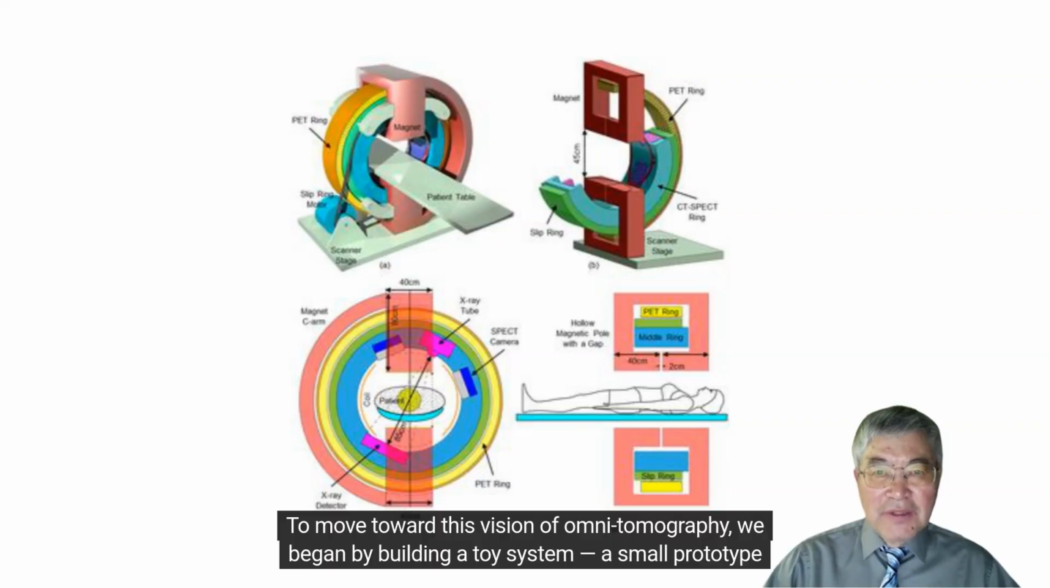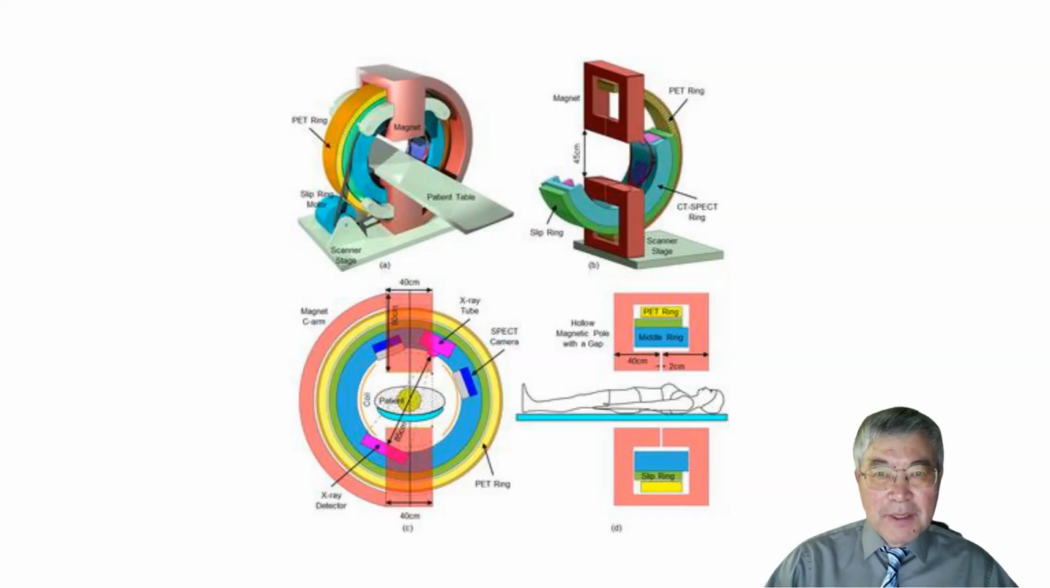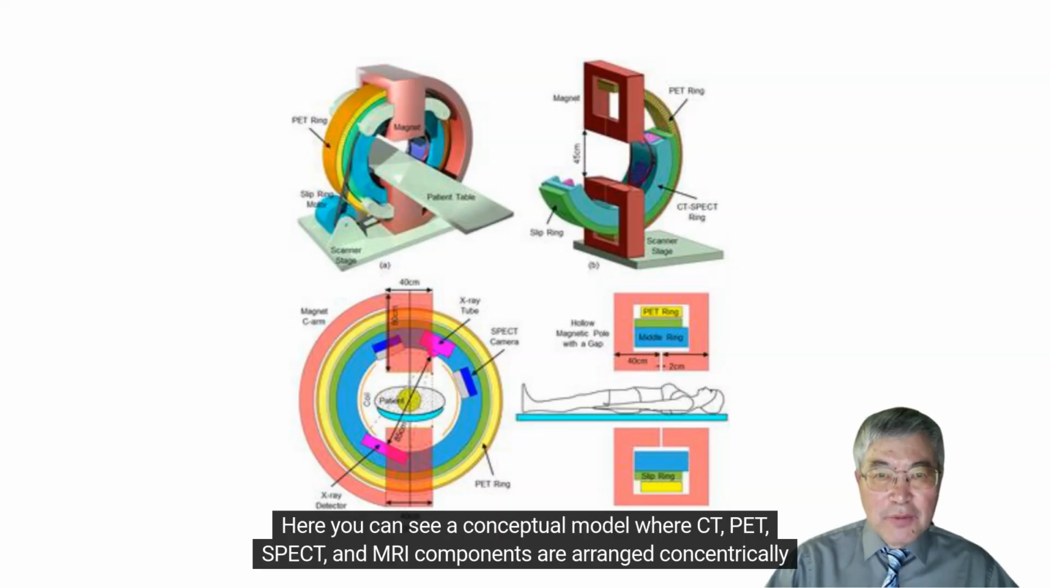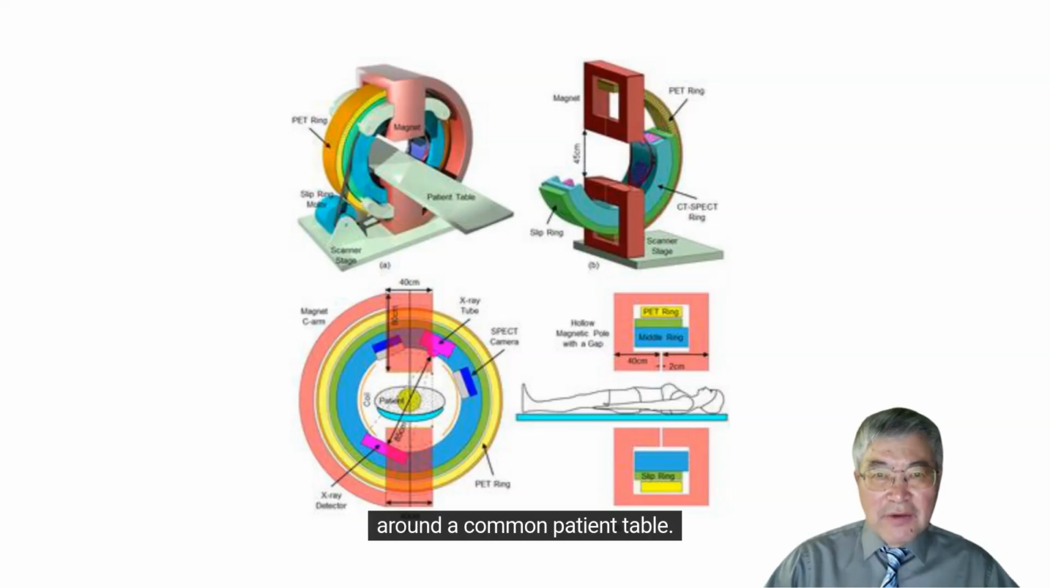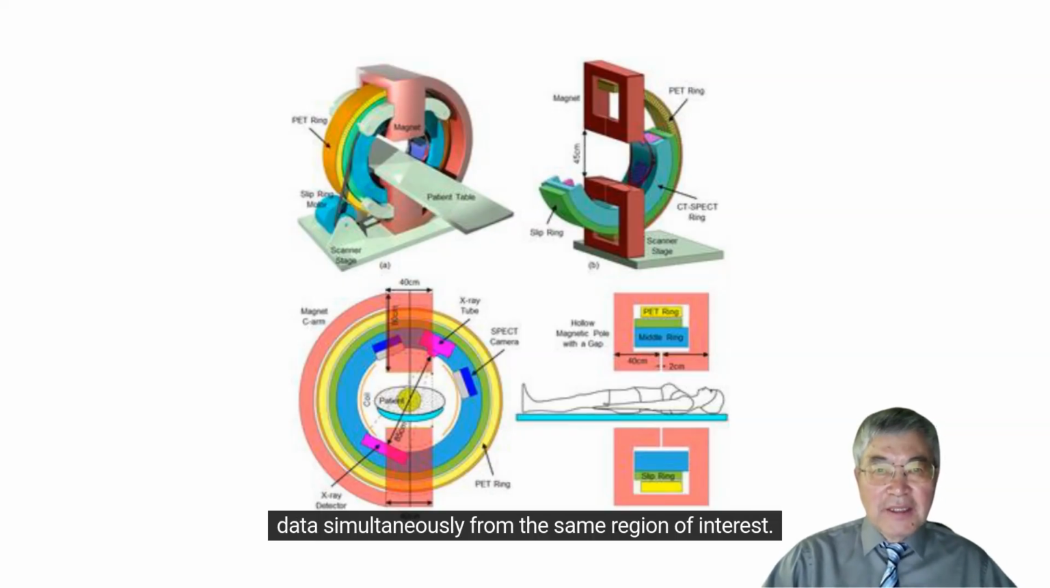To move toward this vision of omnitomography, we began by building a toy system, a small prototype that integrates all the scanners together in one setup. Here you can see a conceptual model where CT, PET, SPECT, and MRI components are arranged concentrically around a common patient table. The idea is to allow all the modalities to operate within the same geometry so that they can collect data simultaneously from the same region of interest.